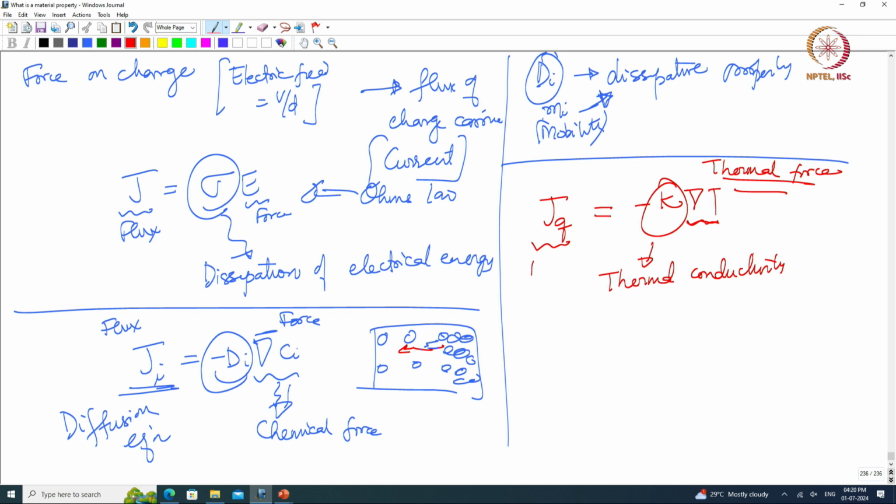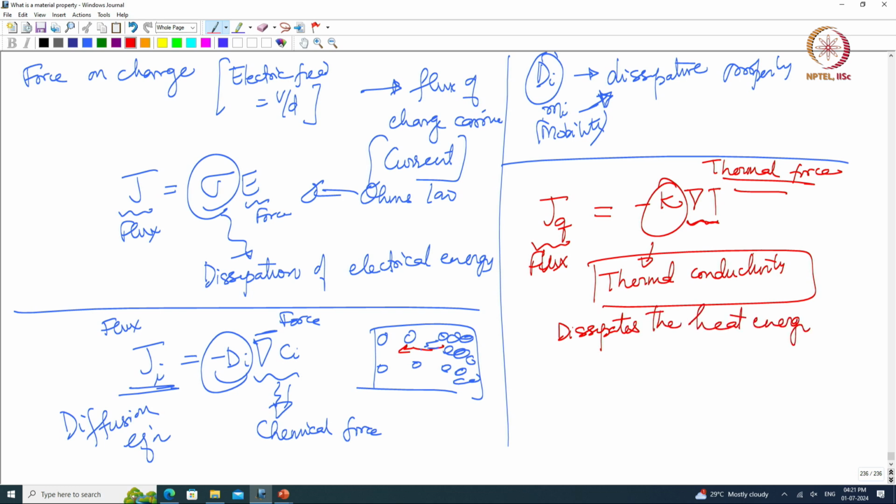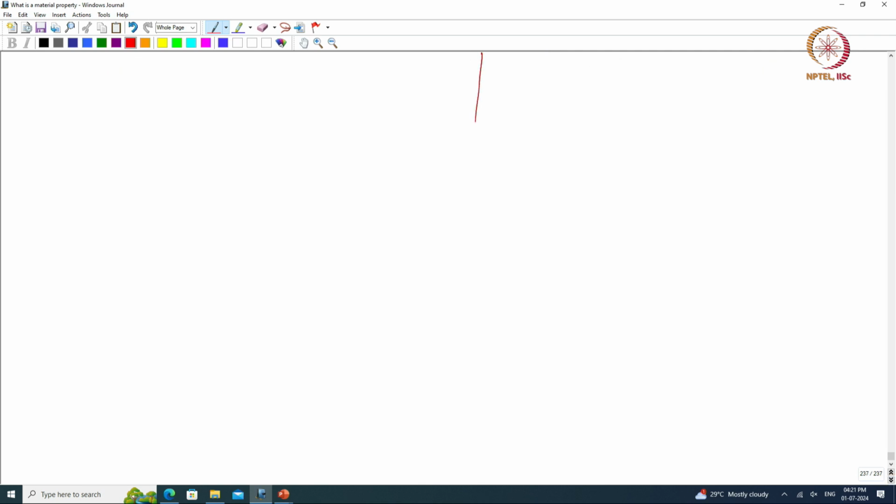It creates a flux of heat, right, and the flux and force are related through a property which is dissipative in nature. So this dissipates the heat energy. Okay. All right. So fundamentally we then come to: how are these things dissipation? What is dissipation really, right? So dissipation is, okay, I am spending energy that is irretrievable, that is dissipation.